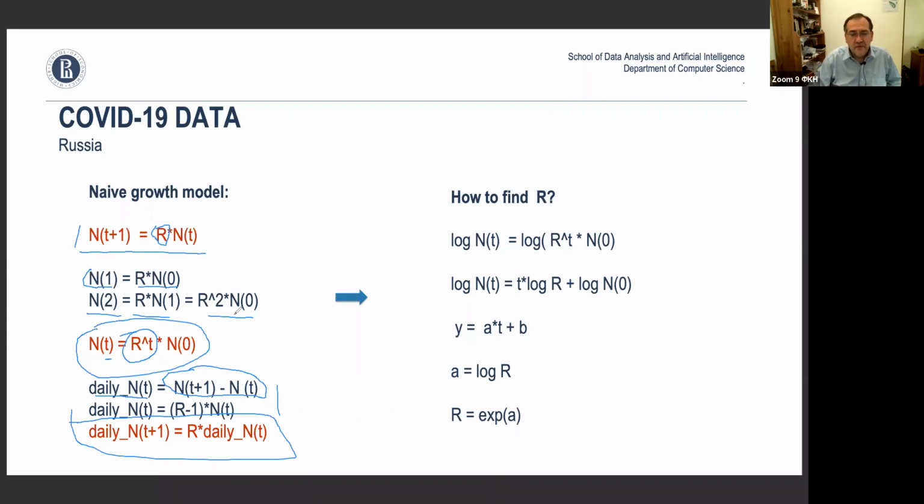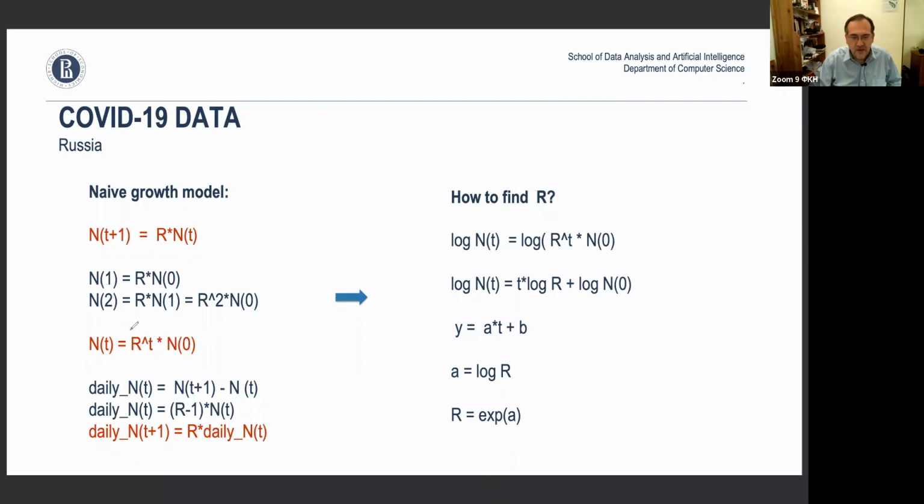Now, if we understand that the simplest, easiest, trivial model gives us this function, how can we find this R? How can we find this coefficient, the doubling coefficient, right? Well, easily. If I take this model and calculate the logarithm of the left-hand side and right-hand side, that's what I get. The logarithm of the product is equal to the sum of logarithms, and the logarithm of R to the power t is t times the logarithm of R.